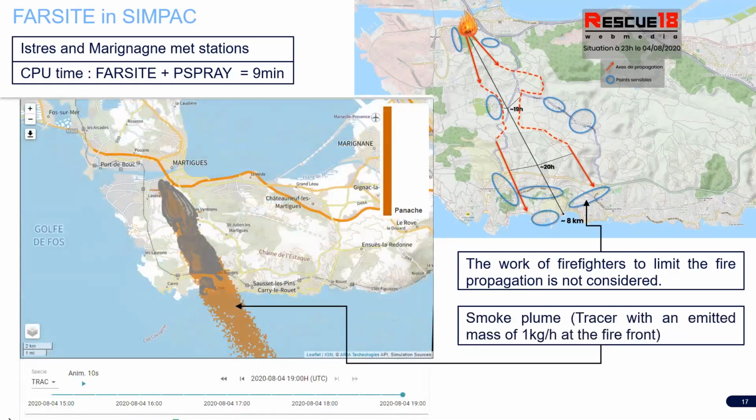So this was done in SIMPAC. The idea at the end is to model dispersion. And here is a visualization of the smoke plume when we emit simply a tracer with an emitted mass of 1 kilogram per hour at the fire front, evolving with time.